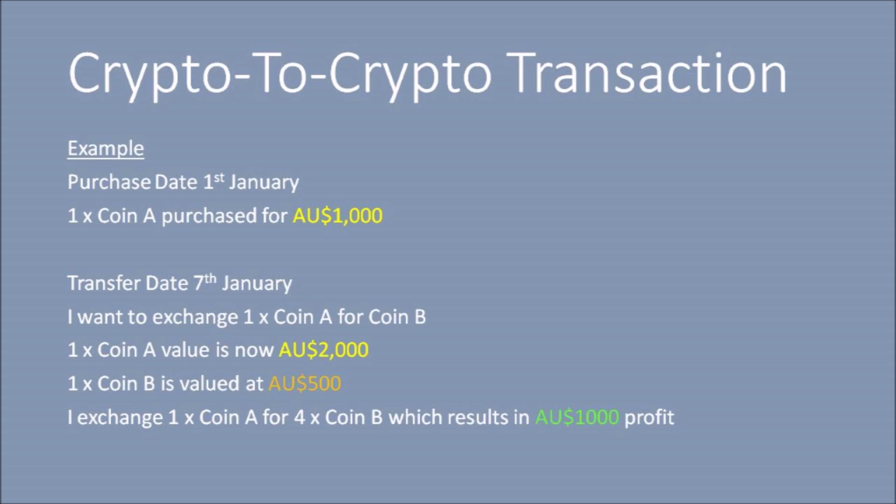So coin A is not worth $1,000 Australian anymore. It is now worth $2,000 Australian. Coin B at the time of the transfer is worth $500 Australian, so a quarter of the value. That means I can exchange one of coin A for 4 of coin B. As a result of this occurring, effectively what we've done is a taxable event because we have sold coin A for coin B. This has, as a result, resulted in a profit of $1,000 Australian, and this is the amount we would owe tax on.